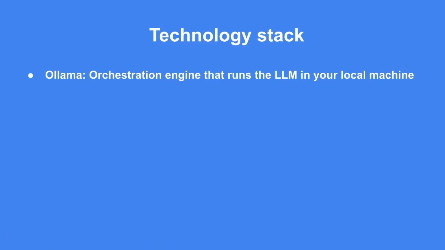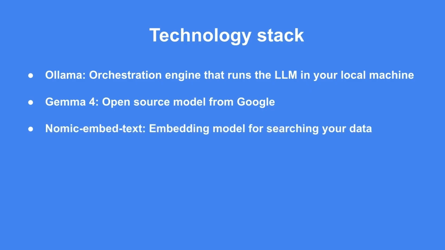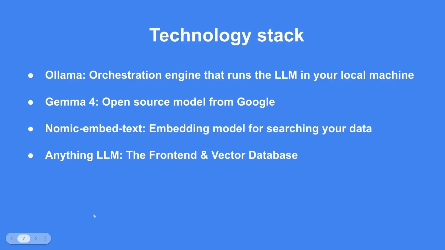Technology stack. Ollama, the orchestration engine that hosts, manages, and executes large language models directly on your local machine. Gemma 4, Google's state-of-the-art, lightweight open-source LLM, utilized as the core intelligence framework for generating precise text responses. Nomic Embed Text, a high-performance, open-weights embedding model that converts your raw document text into mathematical vector coordinates for semantic search. AnythingLLM, the unified application workspace serving as both the user-facing front-end chat interface and the local vector database for document storage.